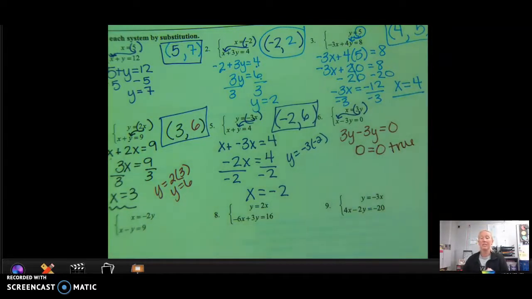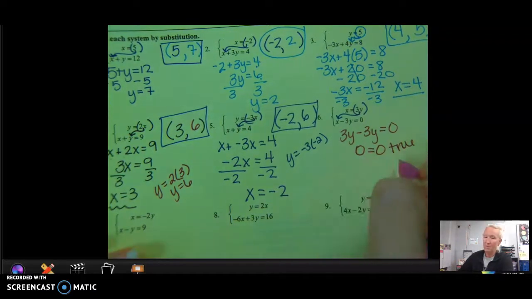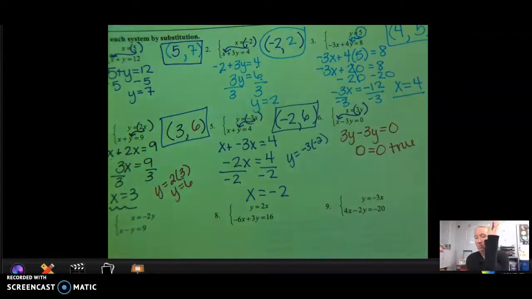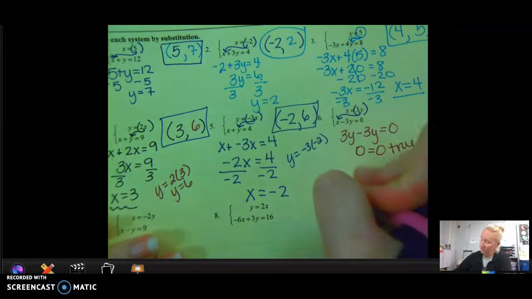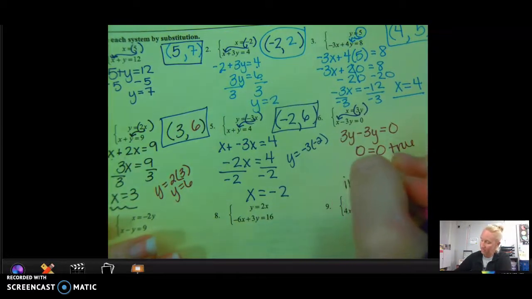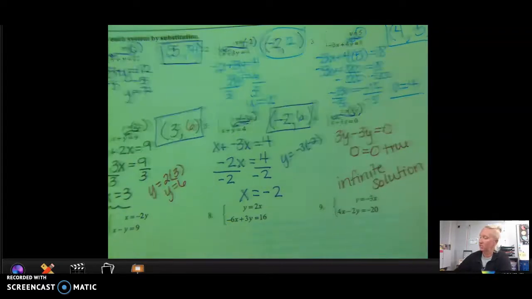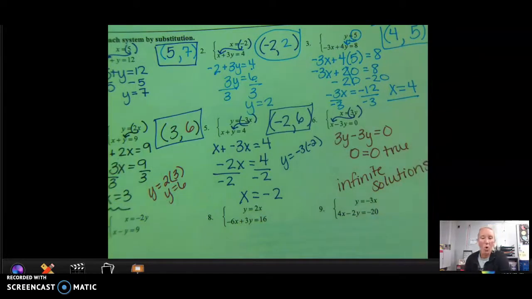What that really means is something we talked about in the last video. That means that those two lines are actually on top of one another. So if I have two lines that are on top of one another, any point on either line works for both lines. So I'm going to write infinite solutions because they have an infinite number of points that they share. It's a whole bunch of solutions. I couldn't give you the answer because it's too many solutions for me to be able to tell you.